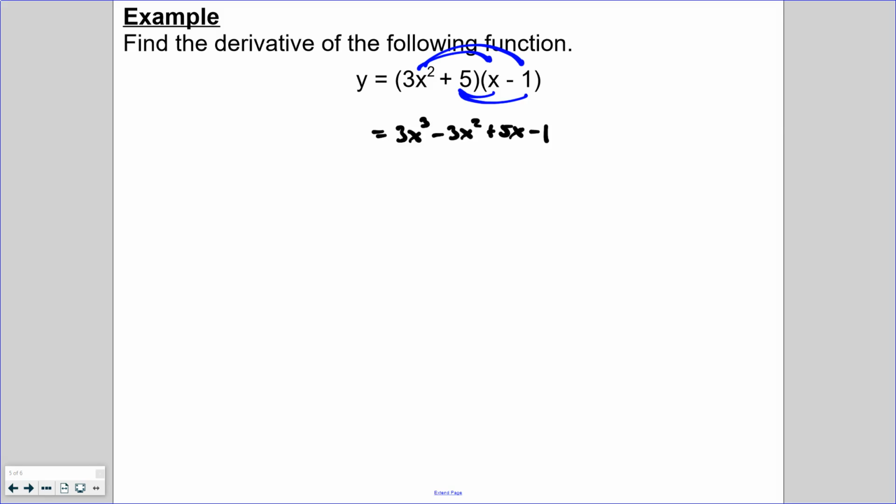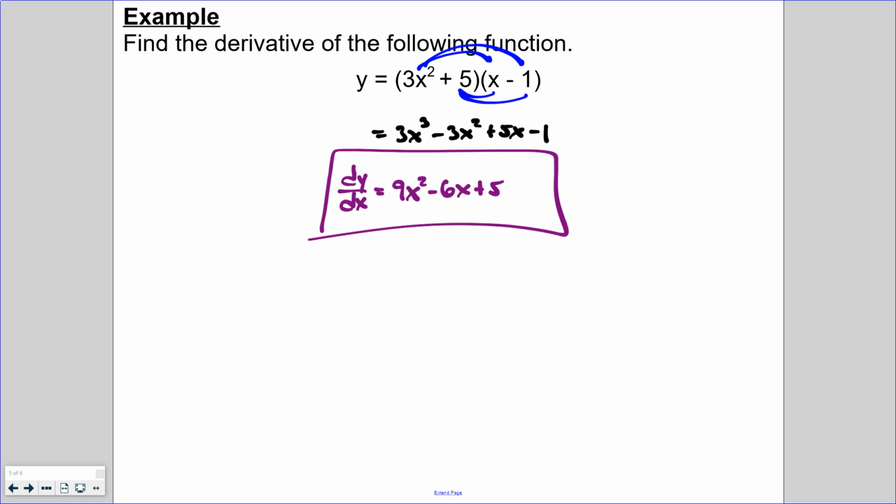And now that we got rid of the multiplication and we're left with just addition and subtraction, we can come in and take the derivative. So let's use some different notation. Let's use the dy over dx notation here. And we're going to get 9x squared minus 6x plus 5. Now the derivative of negative 1 is 0, but we don't need to write 0, so we're just going to leave it as 9x squared minus 6x plus 5.